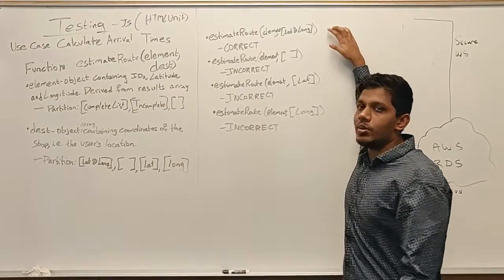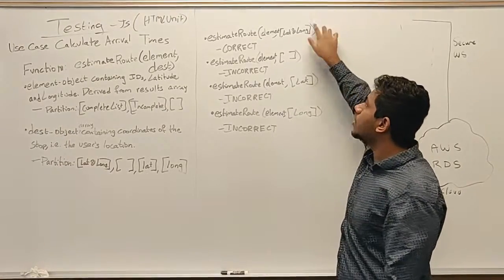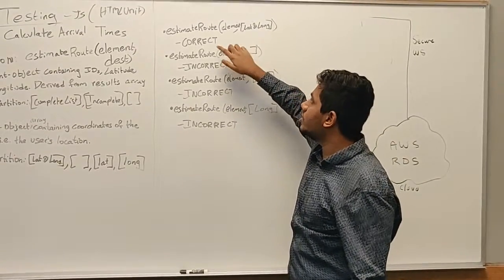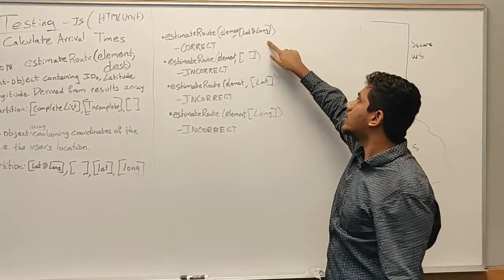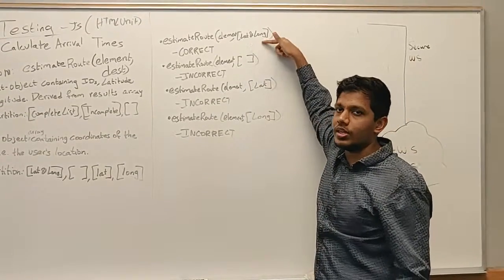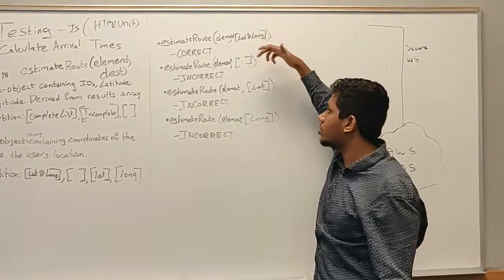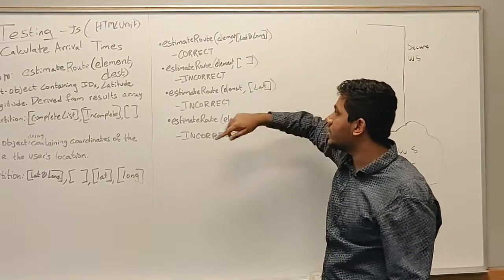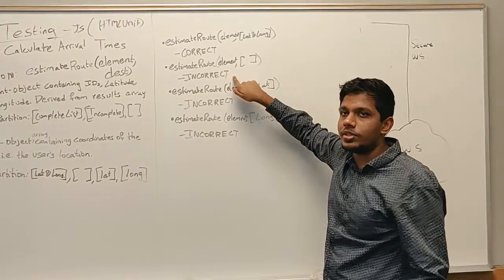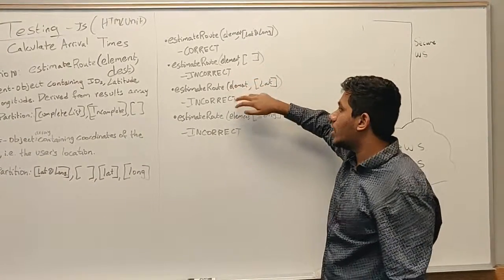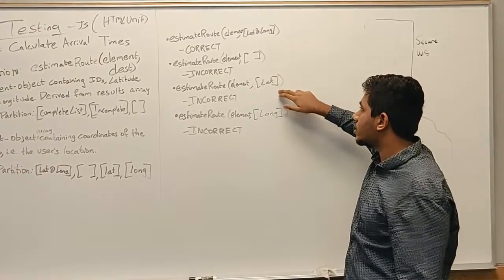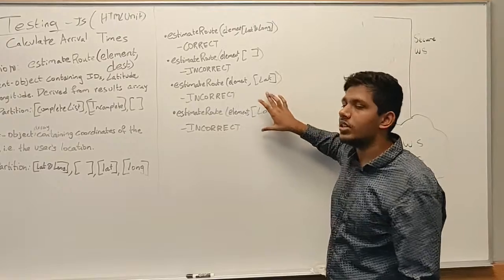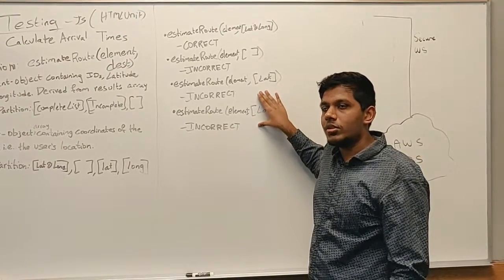Thus, estimateRoute could be taken in this way. So the several test cases for this function could be: estimateRoute with element and a complete latitude and longitude array, which is correct and would return the appropriate result. EstimateRoute with the correct element and an empty list for dest would be incorrect and would not give us the correct result. EstimateRoute with the correct element and an incomplete list with latitude and longitude separately will give us an incorrect result, causing the function to break.